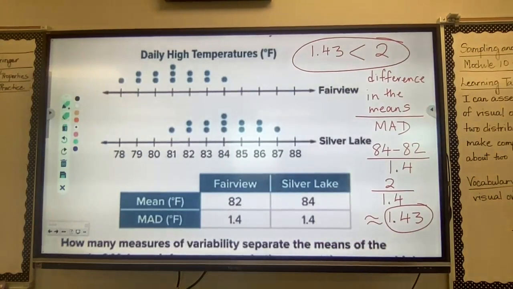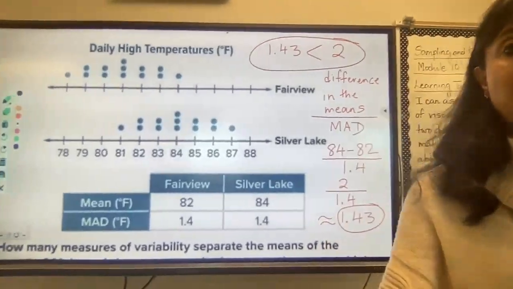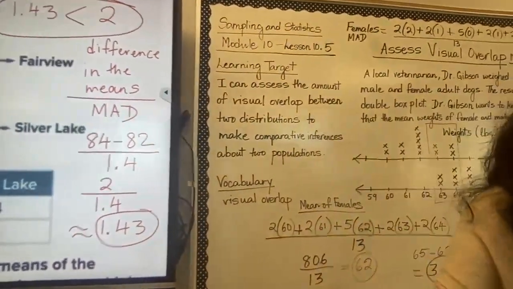Is it possible to infer that the means of two populations are likely different when their dot plots overlap? Yes, because it is possible that the means of two distributions are separated by more than two measures of variability, even if they show some visual overlap. For example, a small number of samples with the greatest value in one distribution might overlap with a small number of samples with the least value in the second distribution. When that happens, yes, there is going to be that difference.